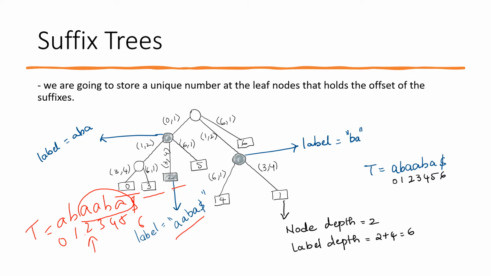And again, each node's label equals the concatenated edge labels from the root to the node. These aren't stored explicitly. We just use the offsets and length to give the node's label. So for this particular node, the offset is 1 and the length is 2. So it starts with B and the length is 2. So BA.